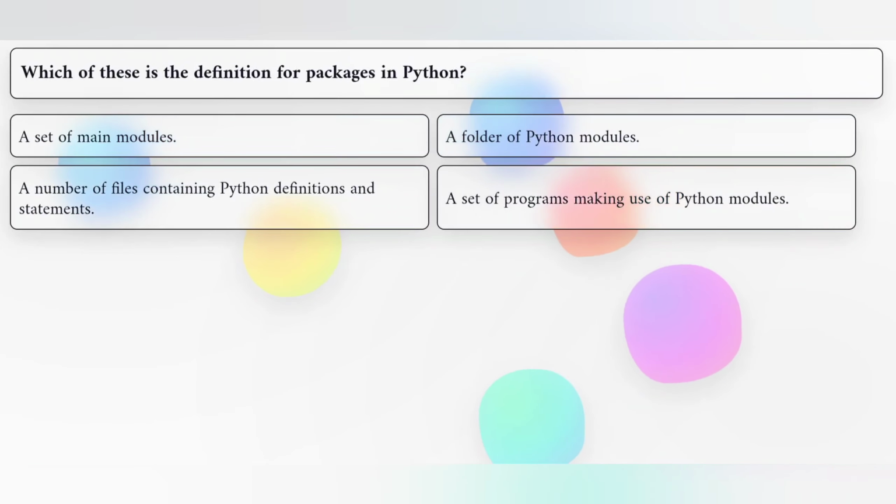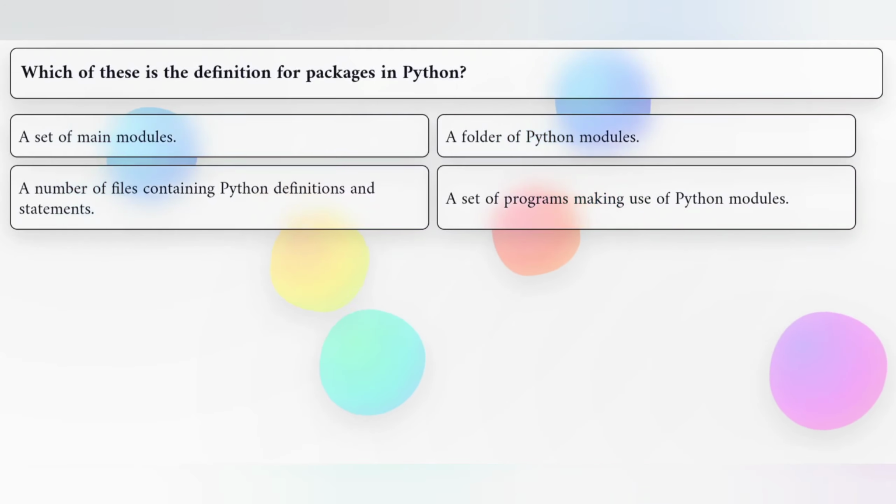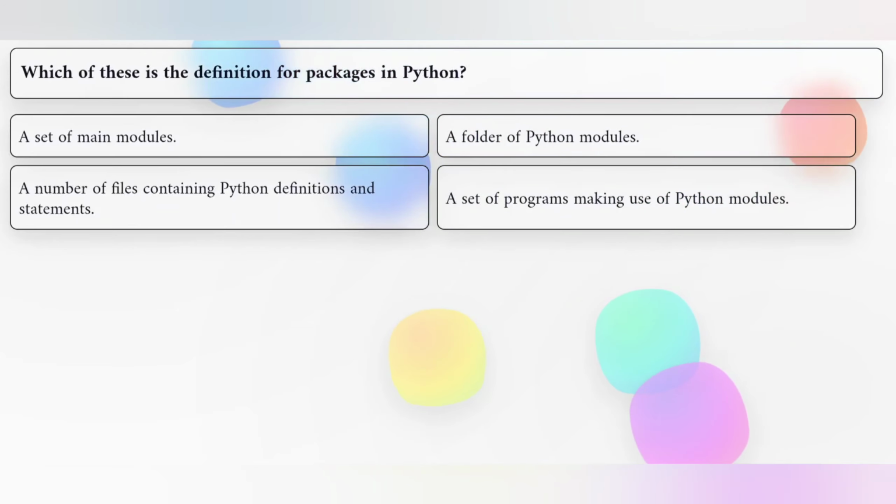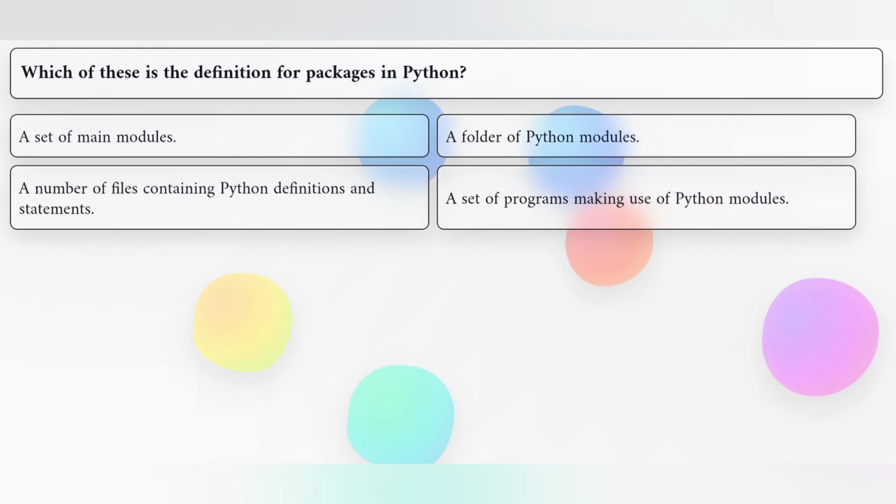Which of these is the definition for packages in Python? A set of main modules. A folder of Python modules. A number of files containing Python definitions and statements. A set of programs making use of Python modules.